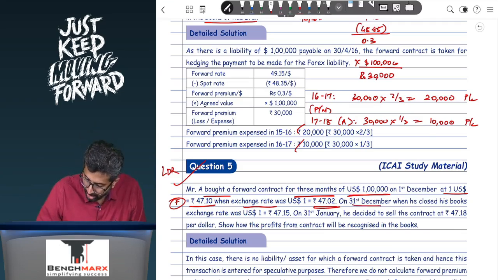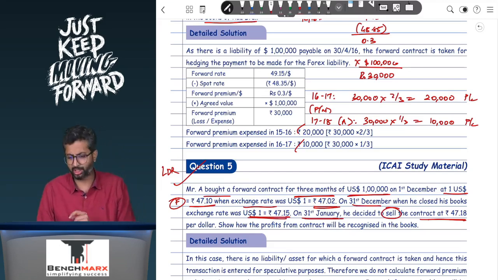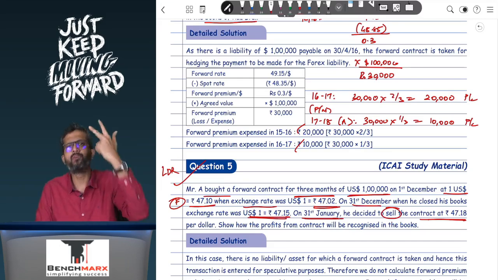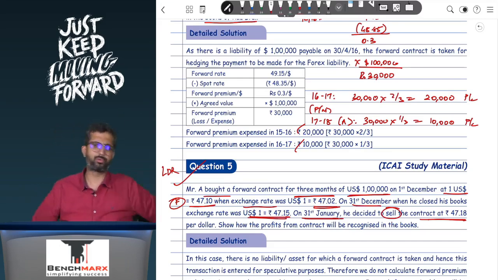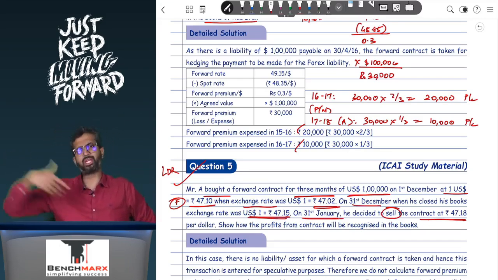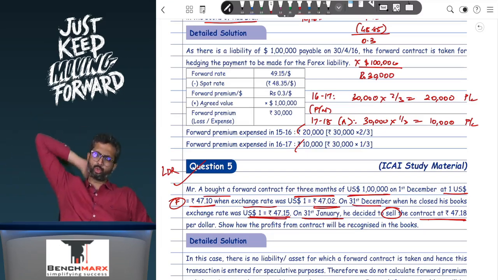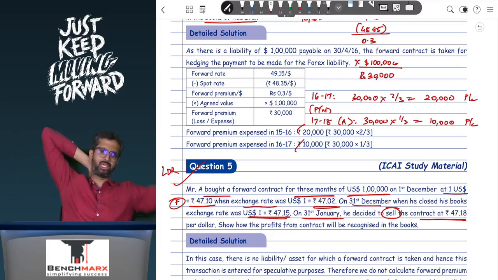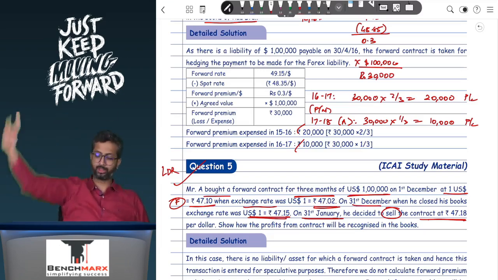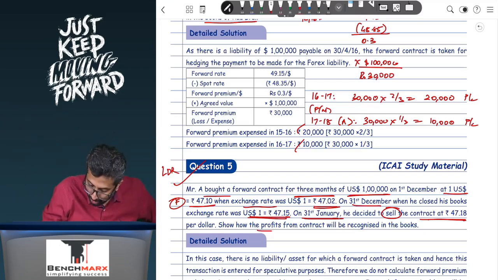On 31st December, when he closed his books, the exchange rate was 47.15, and on 31st January, he decided to sell the contract at 47.18. Although the contract had a 3 month time, from 1st December to 1st January, 1st February, 1st March, I did not wait for 1st March. I'm a speculator. When the time is right, I can sell the contract. I originally agreed to buy the dollars. Now, I've sold that even before maturity, so I'm more like a speculator. Show the profits from the contract to be recognized in the books.